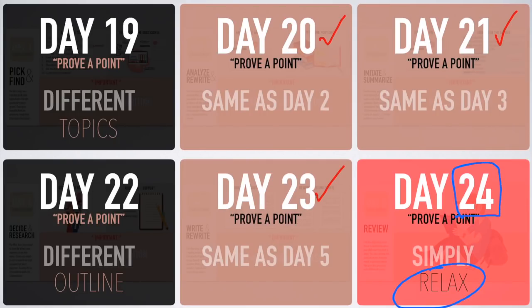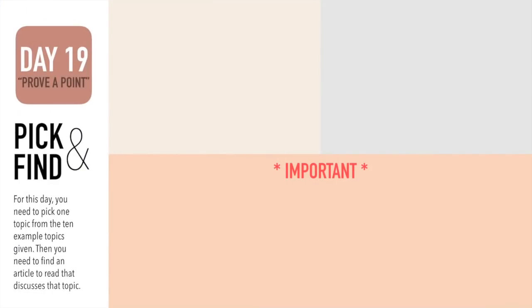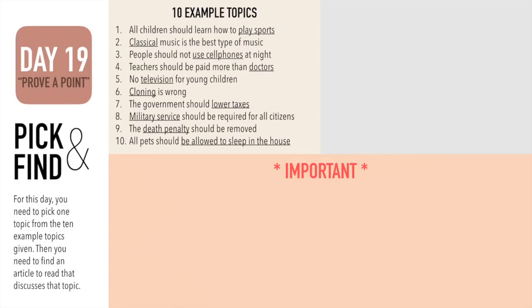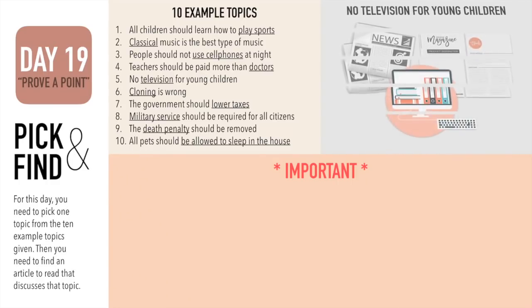All right. Now, for day 19 and day 22, we have different topics and a different outline. So let's jump right in. Day 19 and day 22. All right, day 19, pick and find. For this day, you need to pick one topic from the 10 example topics given. Then you need to find an article to read that discusses that topic. Again, same as the previous ones, okay?